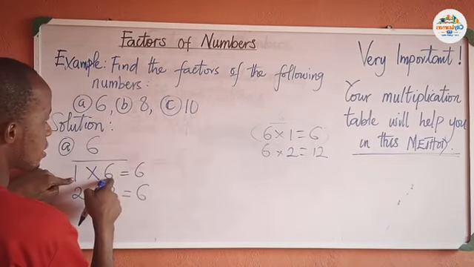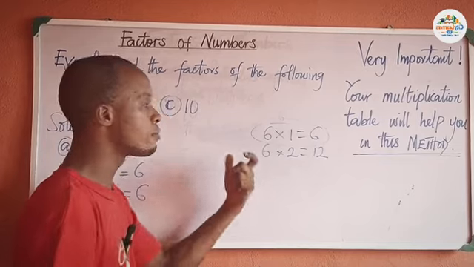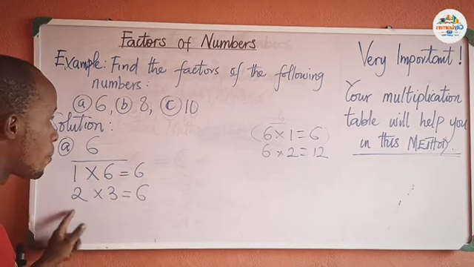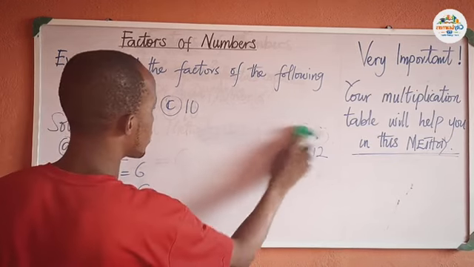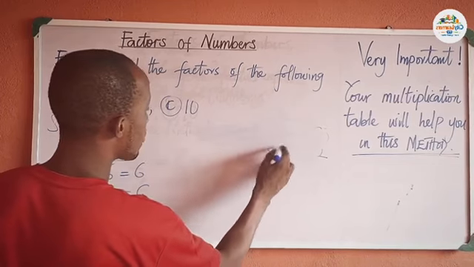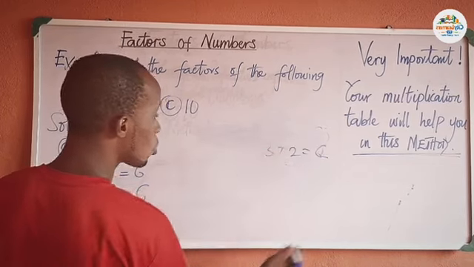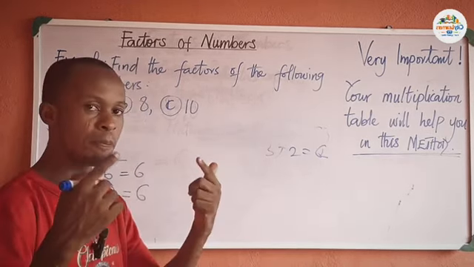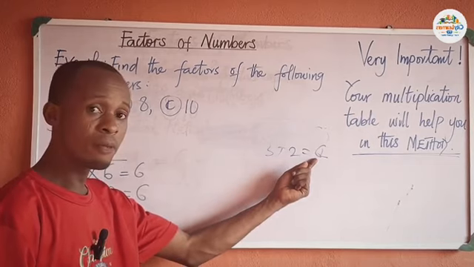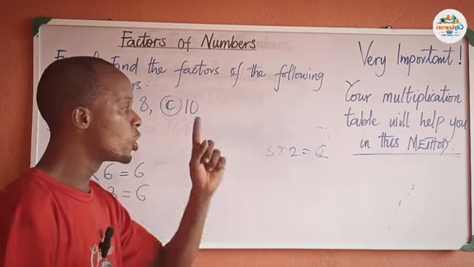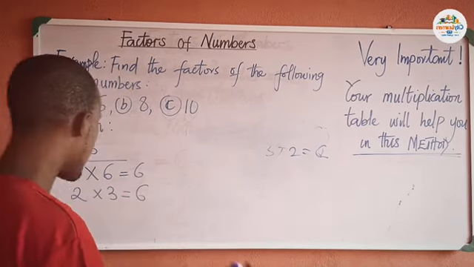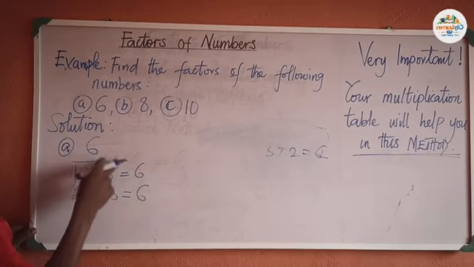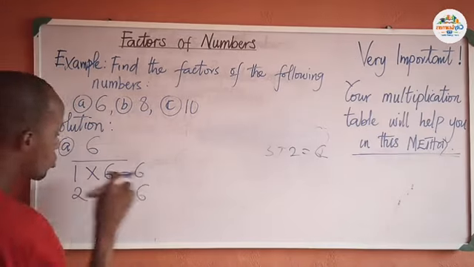6 is here, 6 is here. If you continue with this method from the 2 multiplication table where we stop, moving to the 3 multiplication table, you see that you get 3 times 2 equals 6. If you go to the 4 multiplication table, you won't find 2 numbers multiplied to get 6. If you go to the 5 multiplication table, you won't find 2 numbers. So in this case, we can conclude that all these numbers multiplied together are factors of 6.